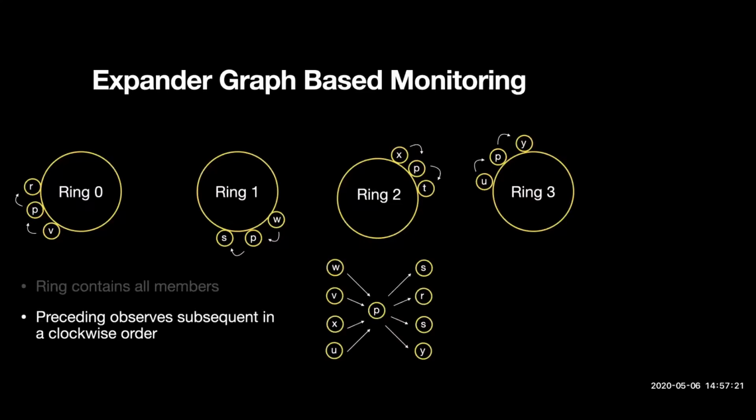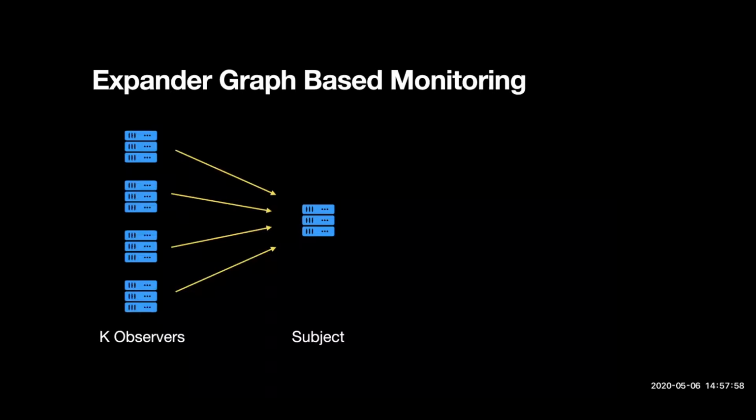So basically this gives us this diagram where W, V, X, U are observing P, and P is in turn observing SR, S, or like SR, TW or TY. So, delving deeper into this topology, basically every node in the system, which is called a subject, has K observers. This is true for every node in the system.